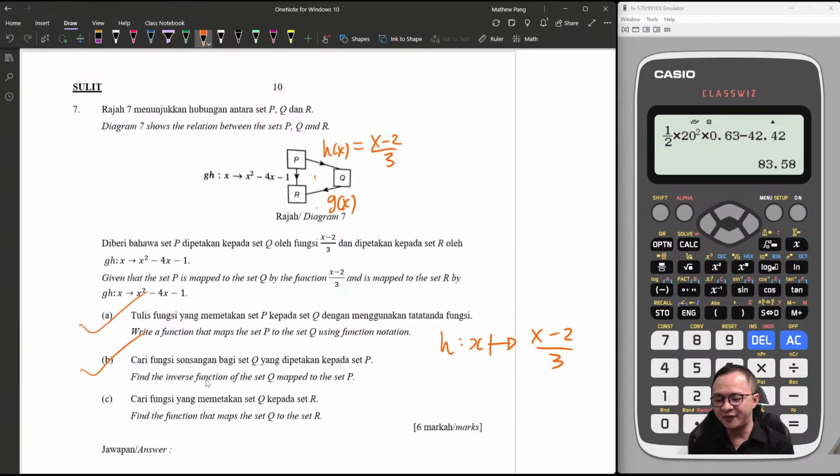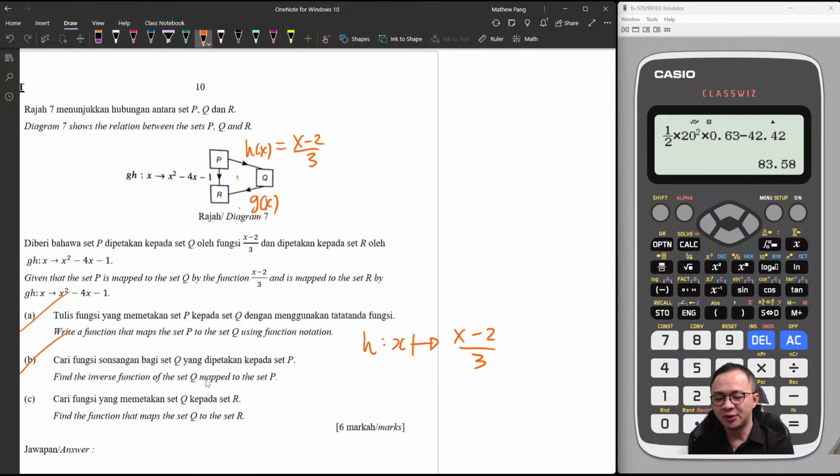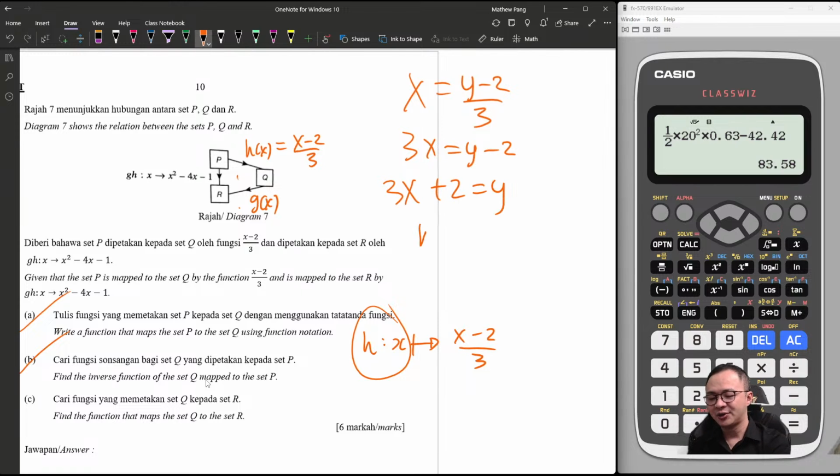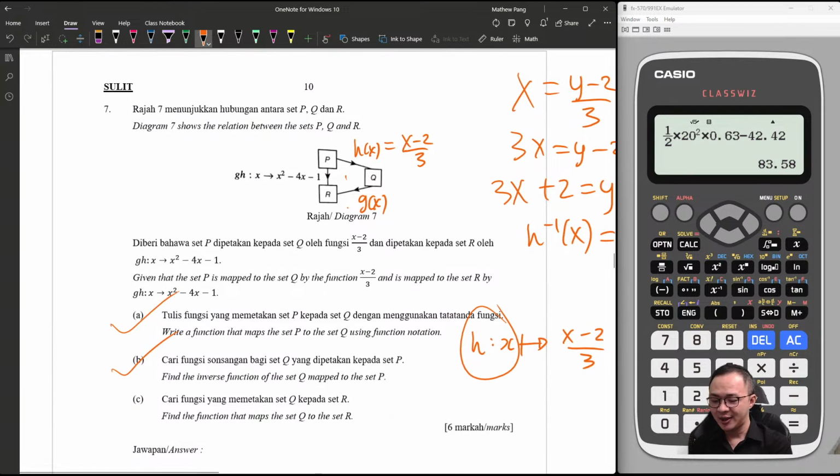Second one, find the inverse function Q to P. So for the inverse function, we make this one become x, the other side become y. So this one will be 3x equals y minus 2. 3x plus 2 equals y. So h inverse of x is 3x plus 2. Okay, B we are done.